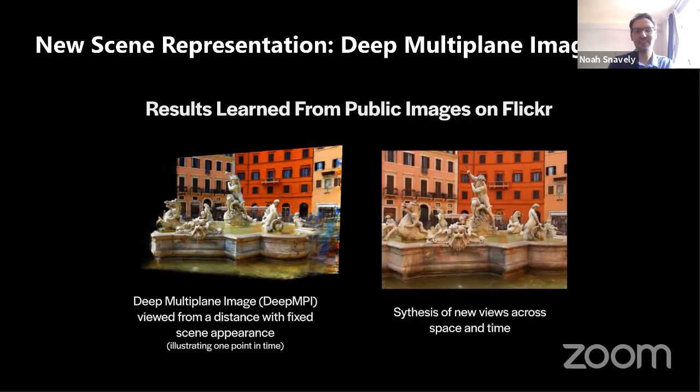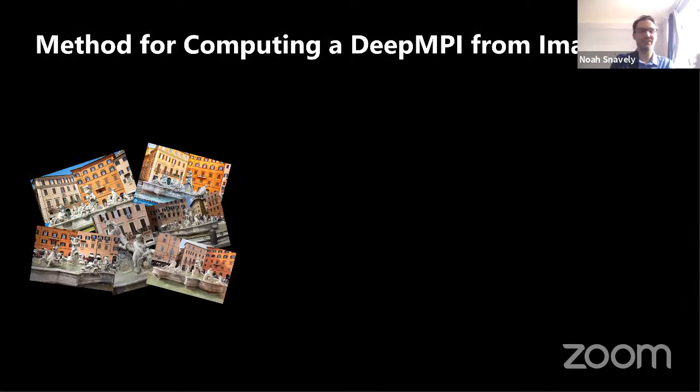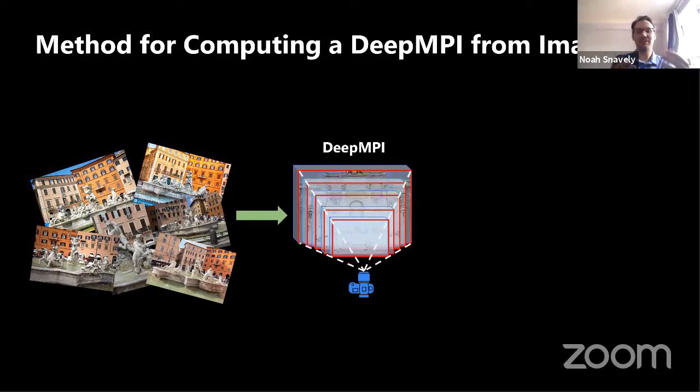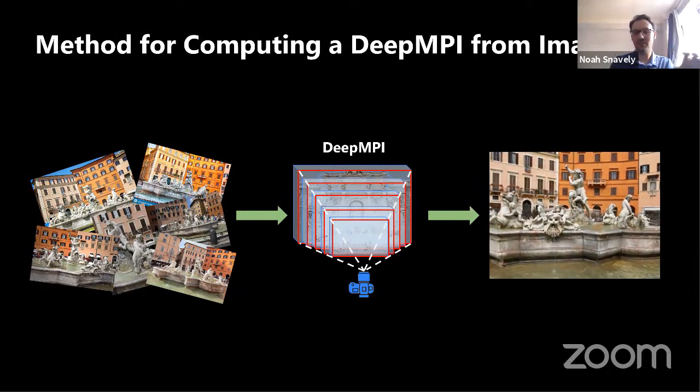Good. You can see on the right side the output, which gives you the ability to move around in space and also change time simultaneously. The idea is this will absorb all those random images. Here's another set of the Piazza Navona in Rome. It absorbs those random images from random times and learns to digest them into a format where, despite not knowing what time each one was taken, you can still learn the space of appearance and interpolate it meaningfully in this deep MPI, again giving you the ability to move around in space and time.